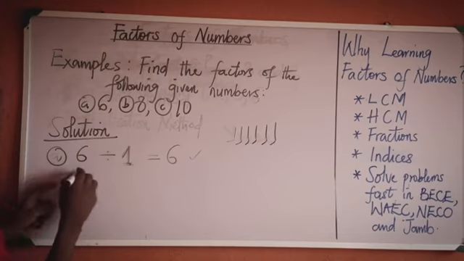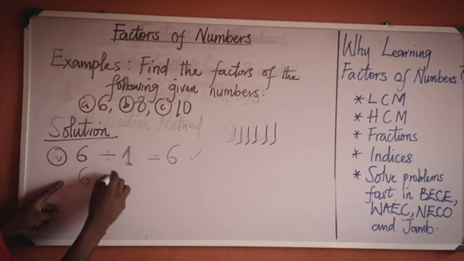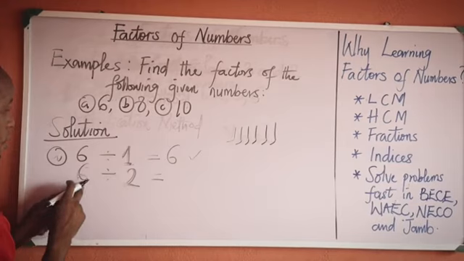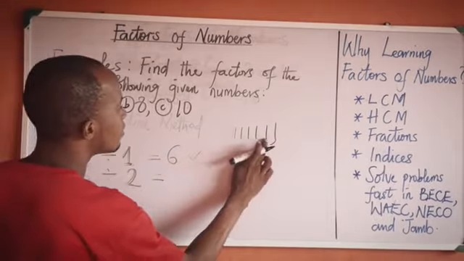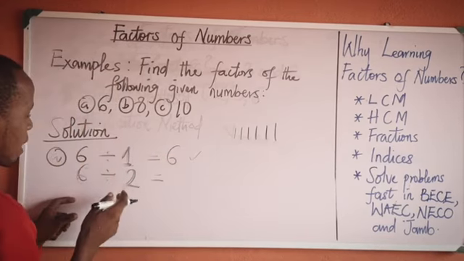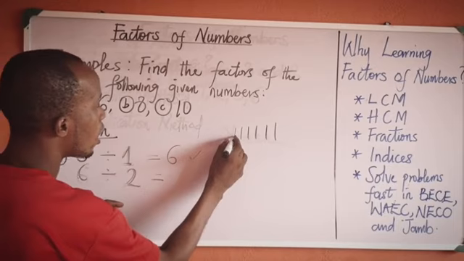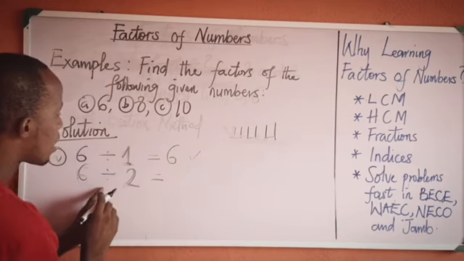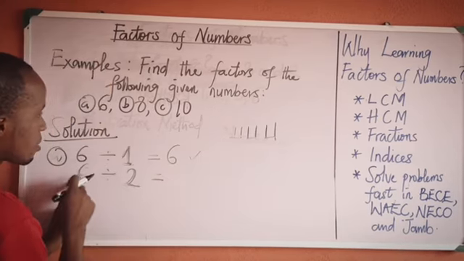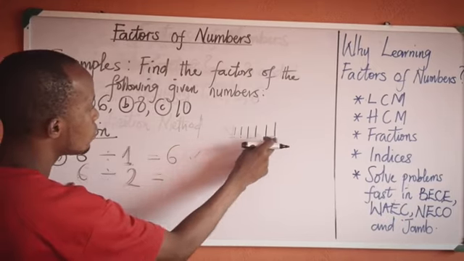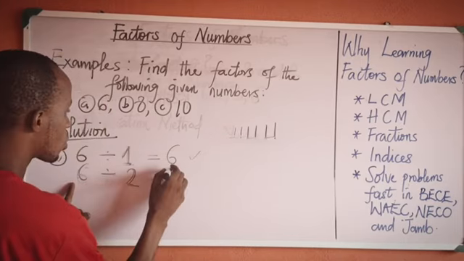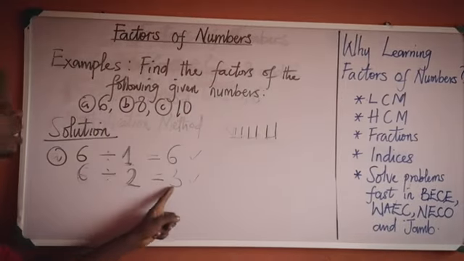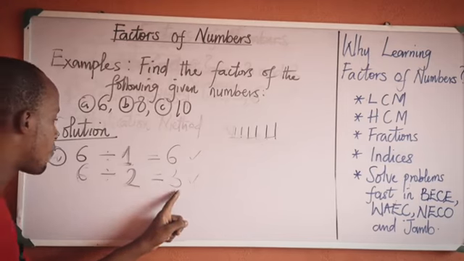Also, 6, the same given number, divided by number 2. Don't forget we have counted 6 here before. So let's divide 6 using 2. 1, 2, 1, 2, 1, 2. How many times does 2 divide 6? 1, 2, 3. Any remainder? No remainder. So 3 times, no remainder, because a factor divides a given number without a remainder. So 2 also is a factor of 6.